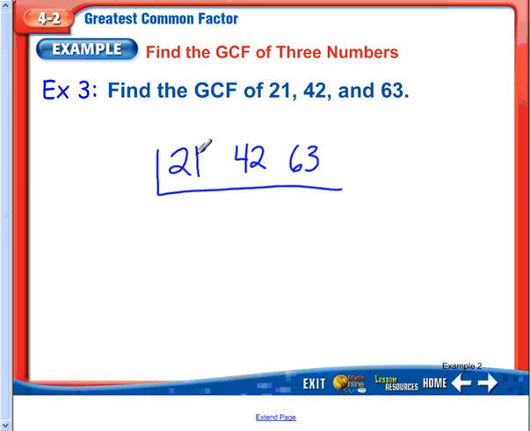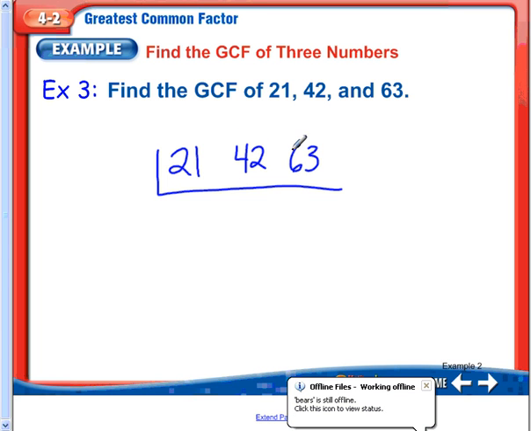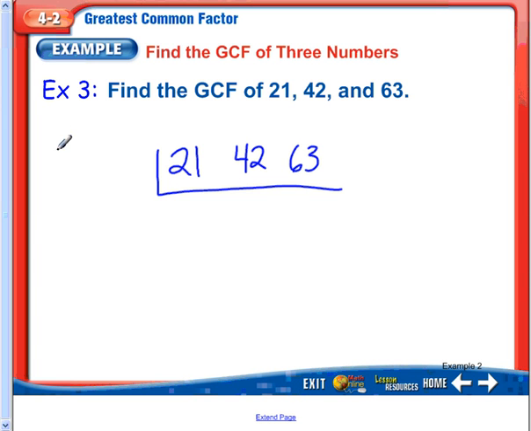Well, if I check my divisibility rule of 3, 2 plus 1 is 3, 4 plus 2 is 6, which is divisible by 3, and 6 plus 3 is 9, which is also divisible by 3. So I'll go ahead and divide all three of these numbers by 3. 3 goes into 21 7 times. 3 goes into 42 14 times. And 3 goes into 63 21 times.